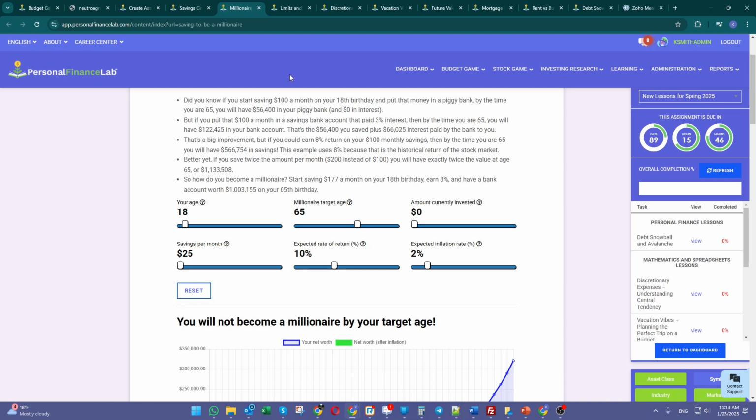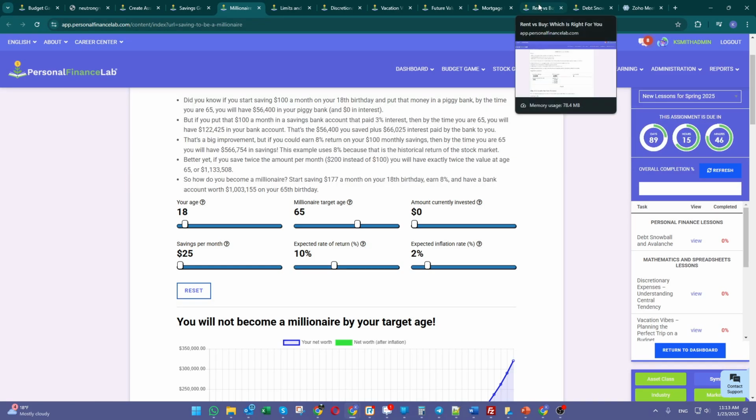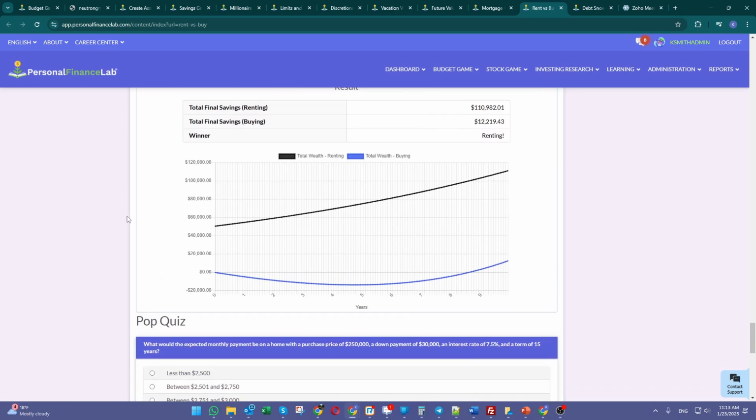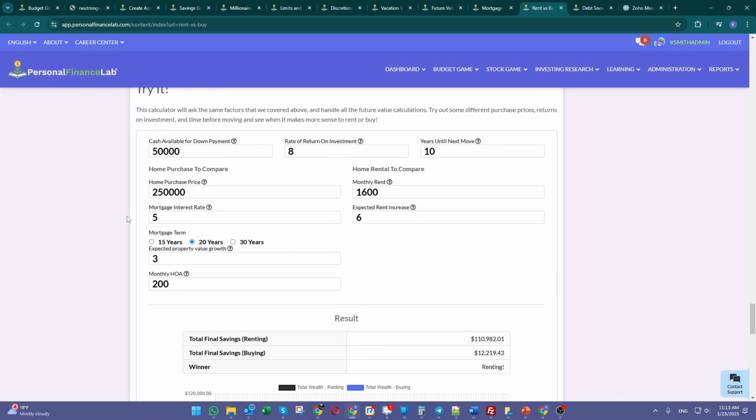The last calculator we updated is our rent versus buy calculator. It's basically a way for students to visualize, with 2 alternatives, a home they'd be interested in renting versus a home they'd be interested in purchasing, and how long until their next move, what is going to be the best option.